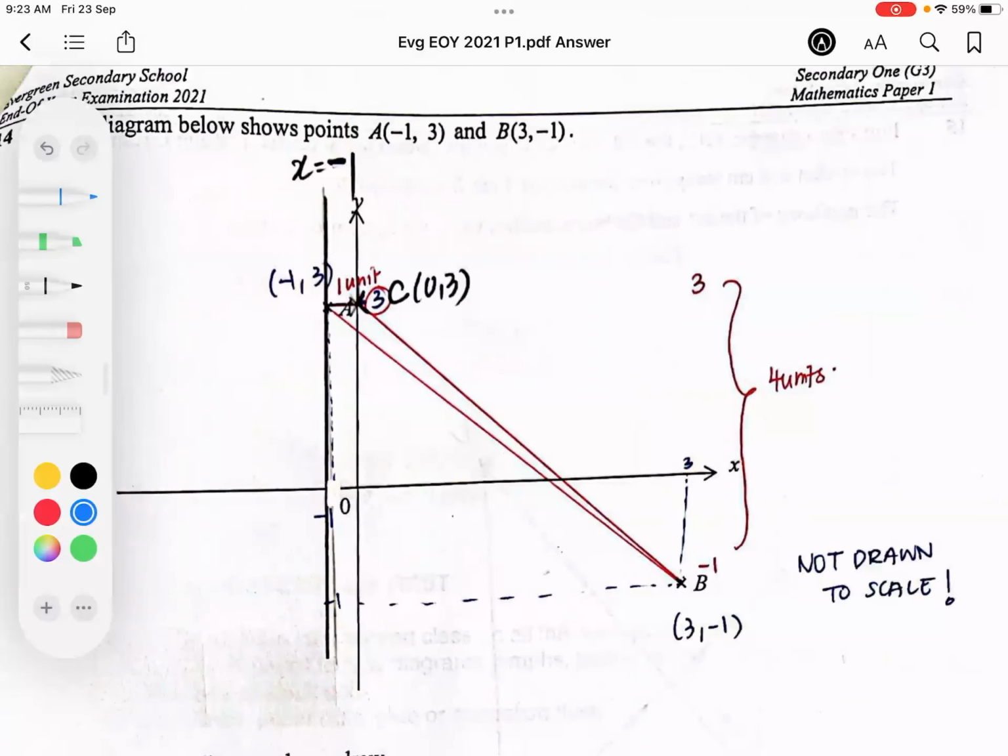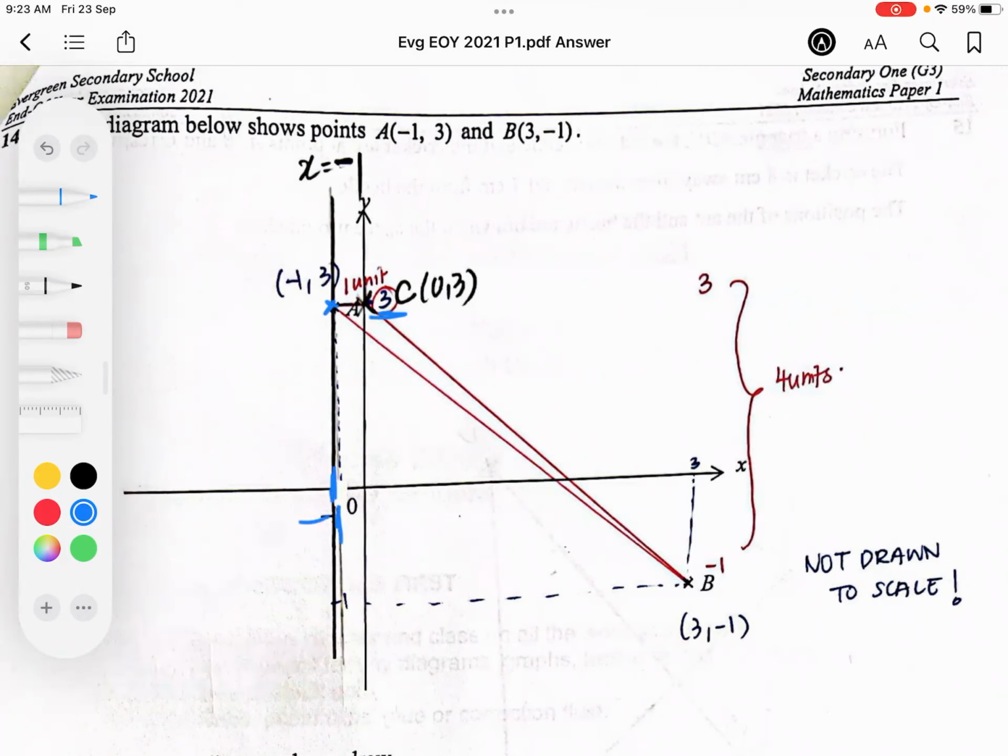They gave me the point A is -1, 3. First thing I did, A is -1. That means this number over here is -1. Then 3, this number over here is the number 3. Then B is 3, 1. So this number here is 3. This number here is -1.